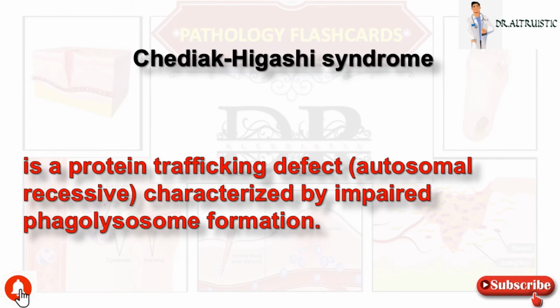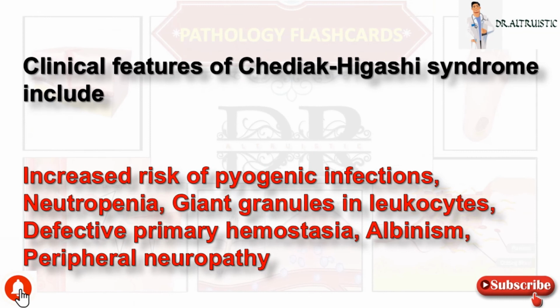Chediak-Higashi syndrome is an autosomal recessive protein trafficking defect characterized by impaired phagolysosome formation. Clinical features include increased risk of pyogenic infections, neutropenia, giant granules in leukocytes, defective primary hemostasis, albinism, and peripheral neuropathy.